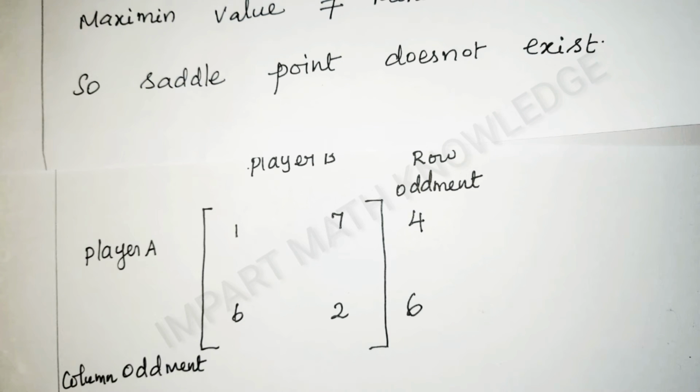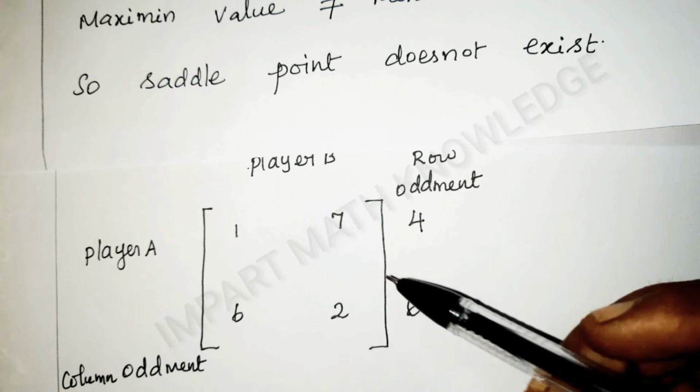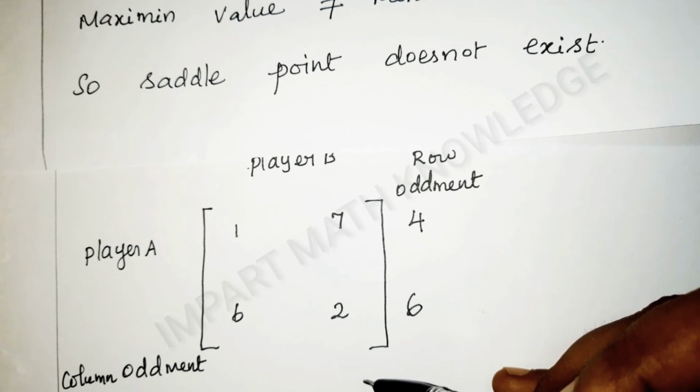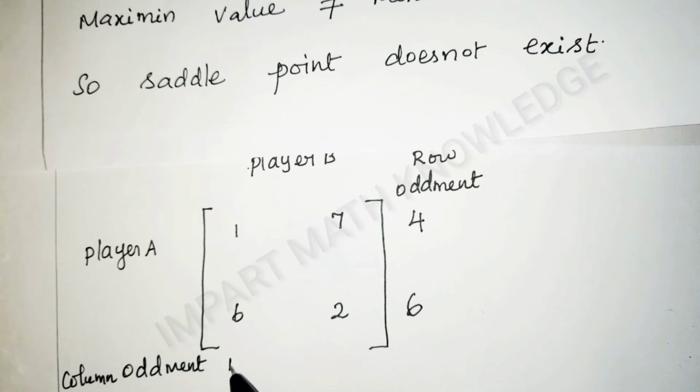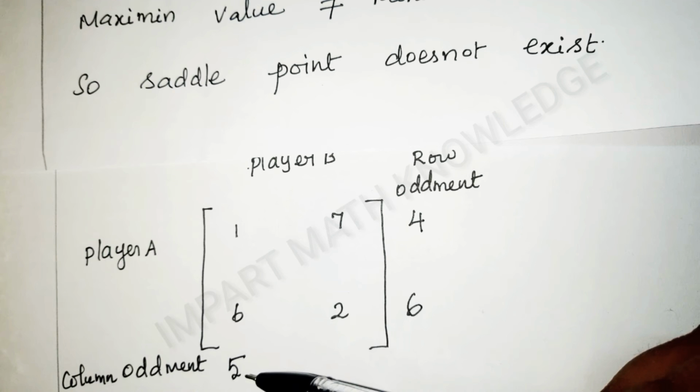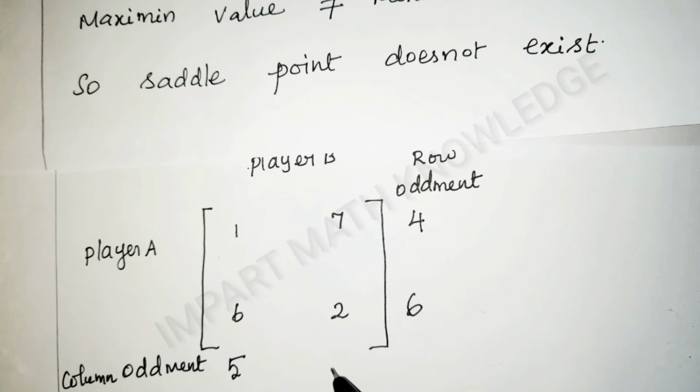Then you find the column oddment. You take the difference between the second column. 7 minus 2 is equal to 5 and you write the value against first column. Now take the difference between the first column. 6 minus 1 is equal to 5 and write the value against the second column.